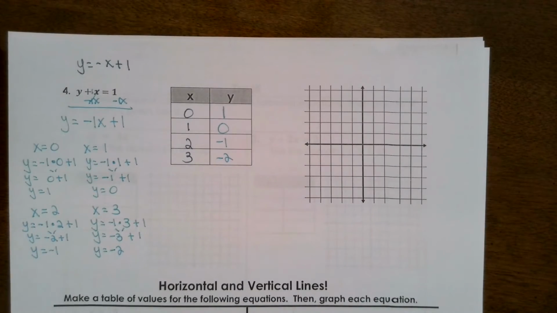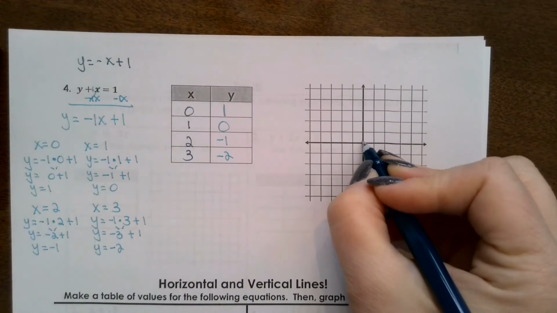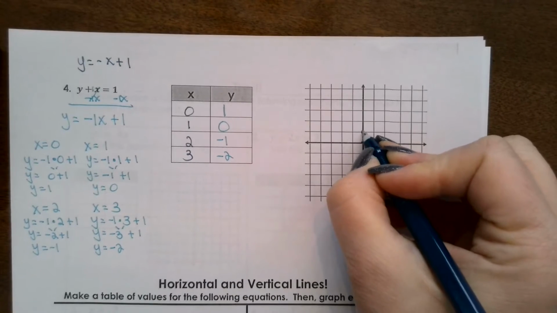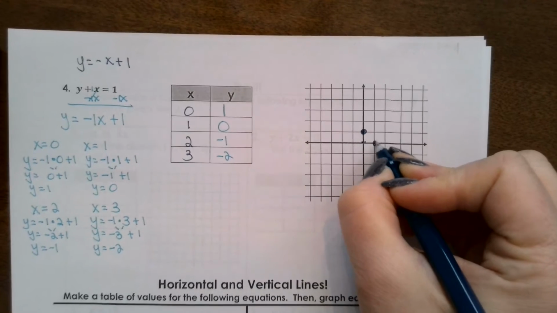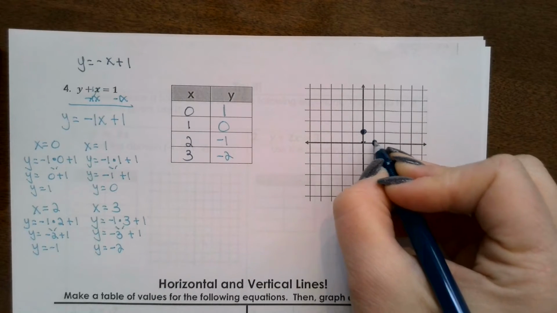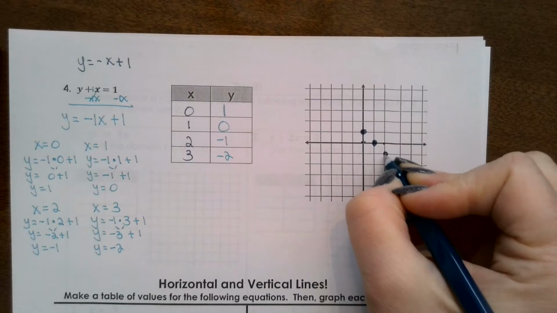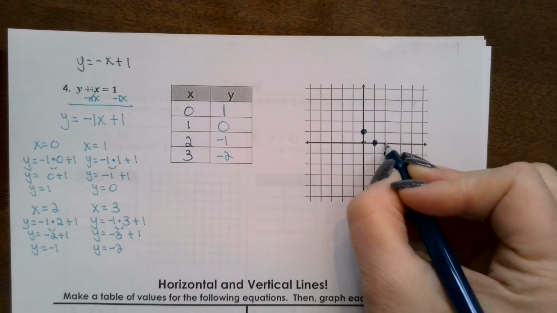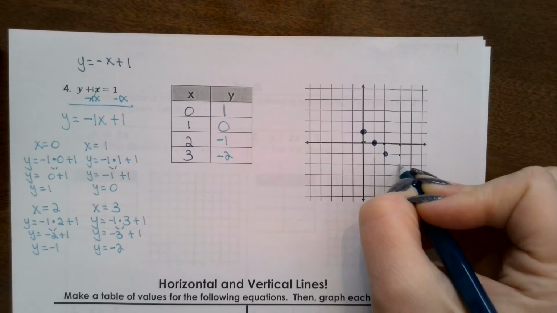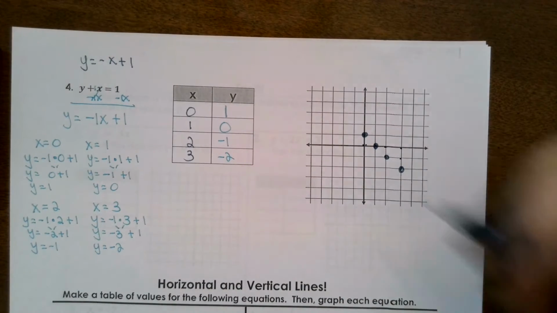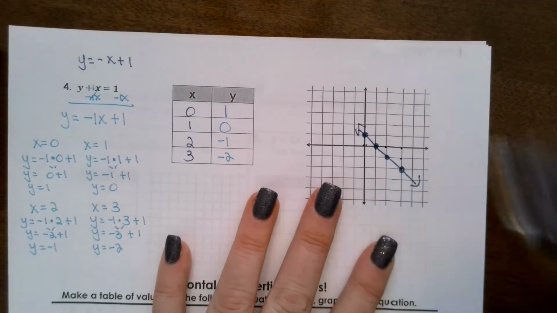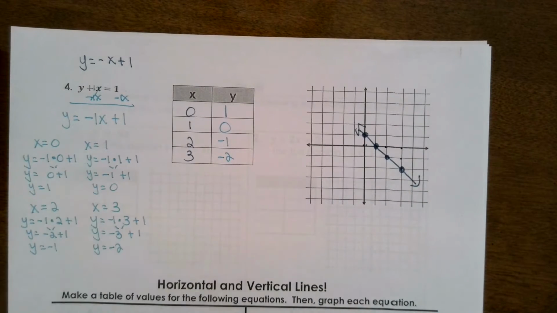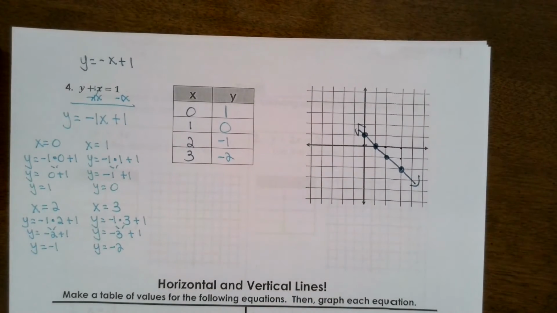Now I'm going to plot and create my line. When x is 0, starting here at the origin, y is 1. When x is 1, start at the origin, y is 0. When x is 2, 1, 2, y is negative 1. And when x is 3, 1, 2, 3, y is negative 2. So there is this line. So you can see that when I have linear equations, they result in lines.